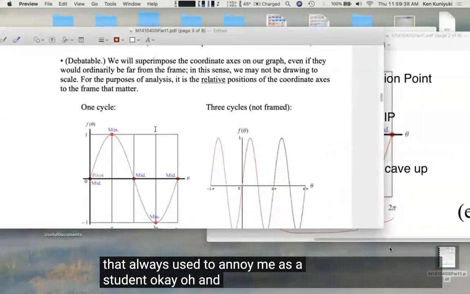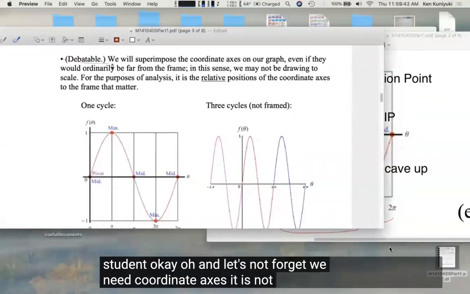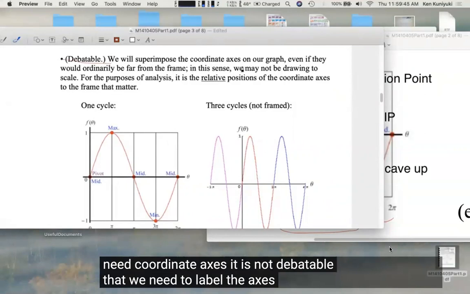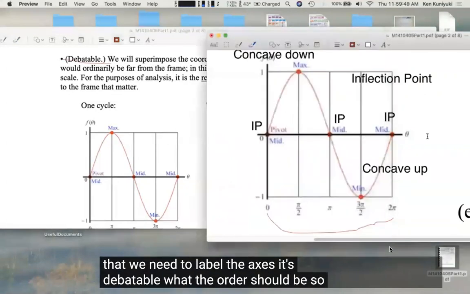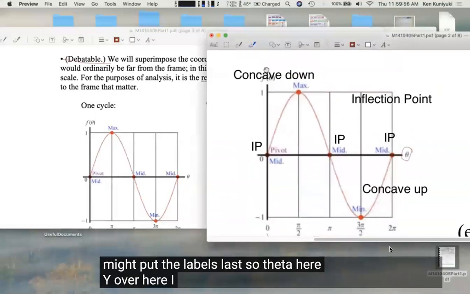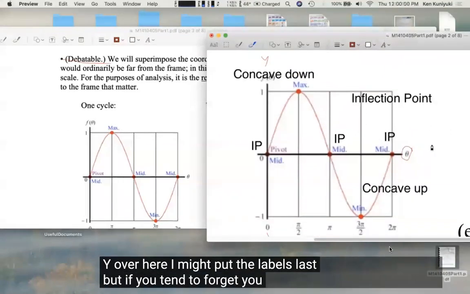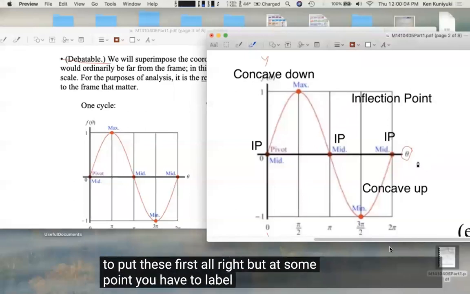Oh, and let's not forget, we need coordinate axes. It is not debatable that we need to label the axes. It's debatable what the order should be. So I might put the labels last. So theta here, y over here. But if you tend to forget, you might want to put these first. But at some point, you have to label the axes.